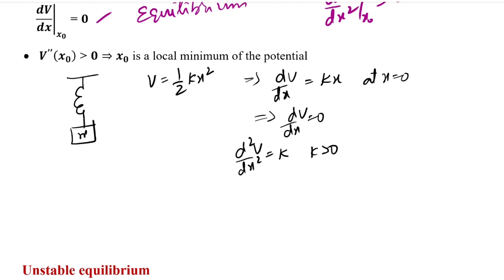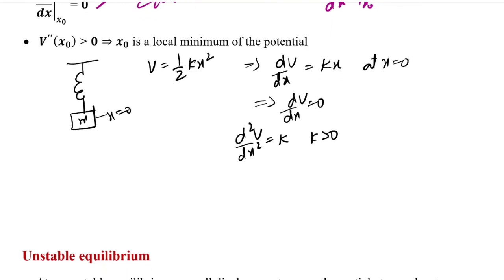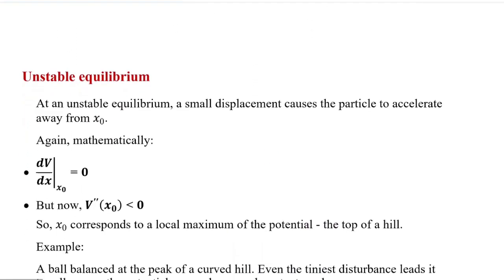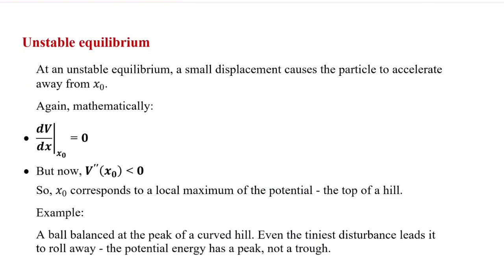At x equal to 0, the spring is neither stretched nor compressed. If we displace it slightly, the restoring force F pulls the mass back to the initial position, leading to oscillatory motion about x equal to 0. This type of behavior is stable equilibrium. And what about the next one? That is unstable equilibrium.